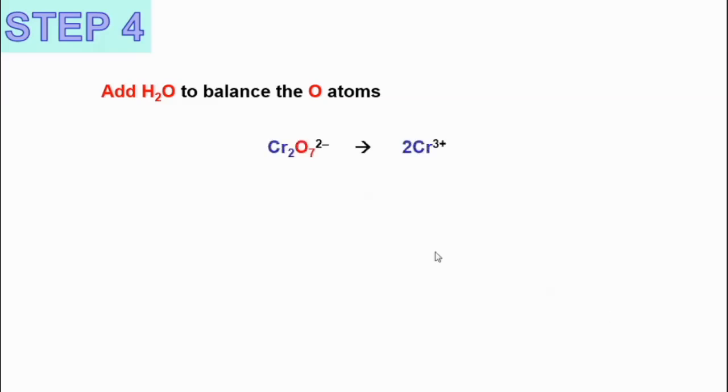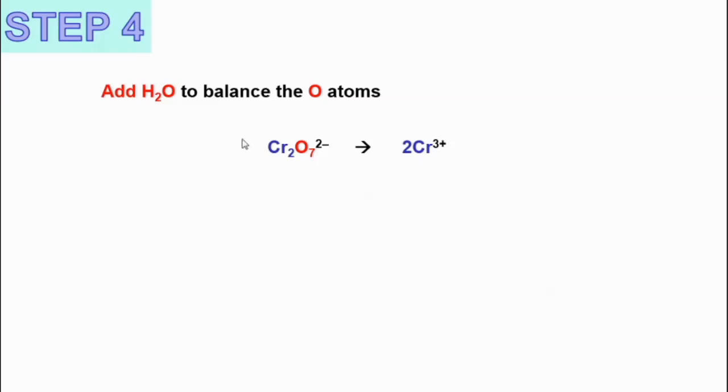Step 4. In step 4, this time we are going to balance the oxygen and hydrogen atoms. If the half equation contains oxygen, what we're going to do is add water, H2O. For the first half equation, no need to do this step 4 because there is no oxygen and no hydrogen in the equation. So the only half equation that we will focus on is the second half equation.